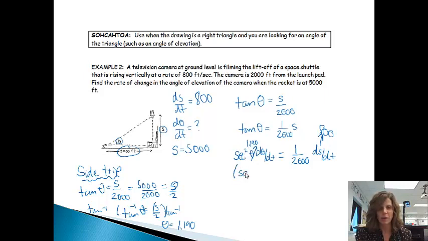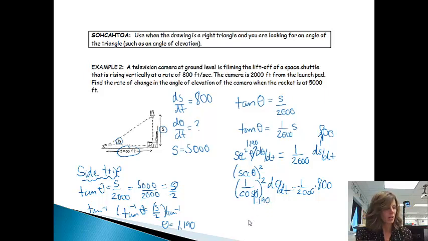So remember from our chain rule problems, we could rewrite it as secant theta squared, and then we do not have a secant button on our calculator. So we'll type that in as 1 over cosine theta squared d theta dt equals, on this side I still have 1/2000th times 800. Okay, so I also know my theta is 1.190. So if I plug that in, I'm actually going to keep it like that for just a second.